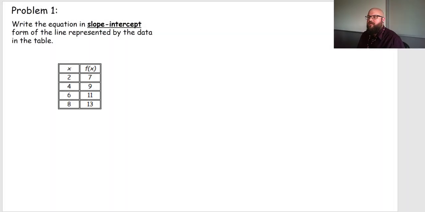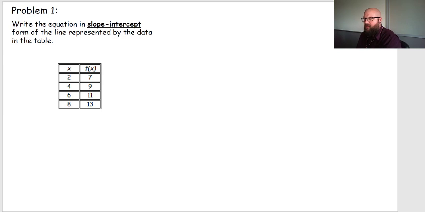Alright guys, we're going to take on section 3.3 in our college prep math class, and we're going to handle writing linear equations from the use of tables, points, and graphs. So we're going to start out here with problem number 1. Write an equation in slope-intercept form for the line represented by the data in the table.